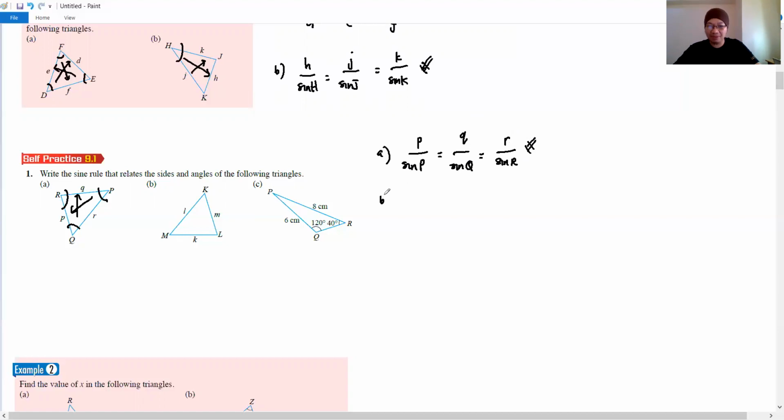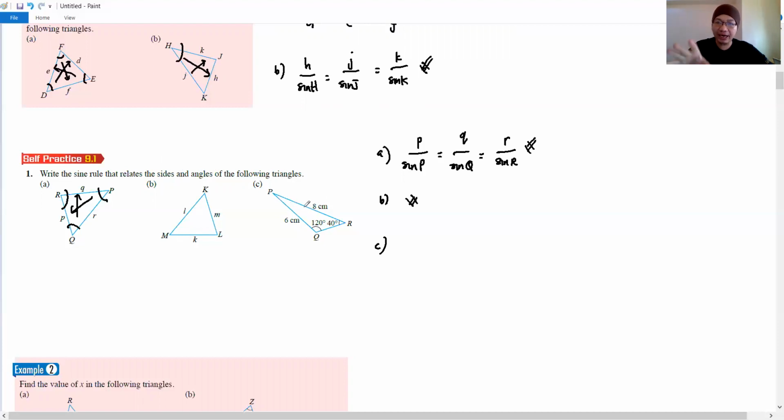For number 1B, you guys do it yourself. The question is the same, but they are using different words, different alphabets. Okay, now I want to discuss question C. Interesting here. For question C, we want to find the relationship between the sides and angles. Now you see, we got two values of side and two values of angle given there.